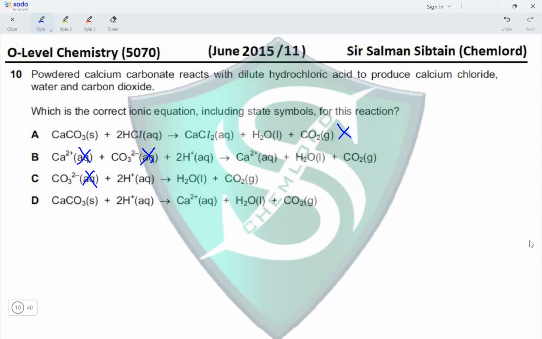In option D, we've got calcium carbonate solid, which is correct, reacting with H positive ions aqueous, yes, because the Cl negative ion in the acid is a spectator ion, producing calcium ions which are aqueous, water and carbon dioxide gas. So all the reactants and products given in the equation in D are correct, making option D the correct option for this question.